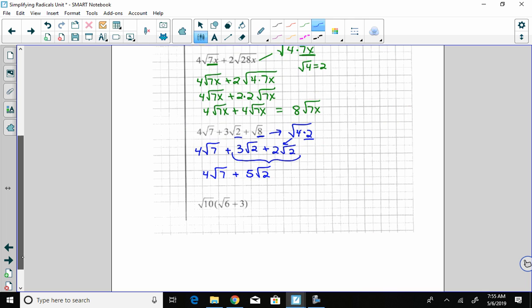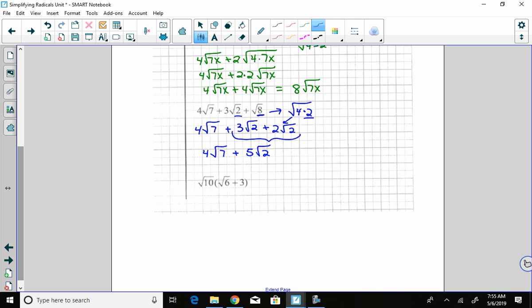Ooh, what's your gut say to do with these? Square root of 10 times the quantity of the square root of 6 plus 3. Well, most of the time when we have a number outside of the parenthesis, we usually distribute, and go ahead and feel free to do that. So I'm going to end up with the square root of 60 plus 3 square roots of 10.